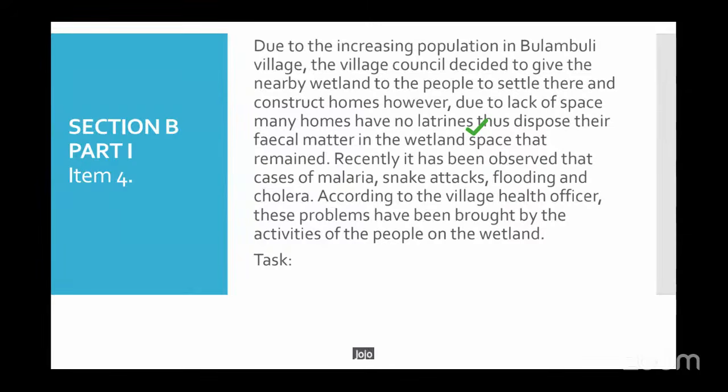Jojo. Yeah, for me, I would suggest that the construction of homes in the wetland destroyed the catchment areas for water, hence resulting into flooding, which is a breeding area for mosquitoes, thus increasing the rate at which malaria is spread to the people. Okay. Thank you.